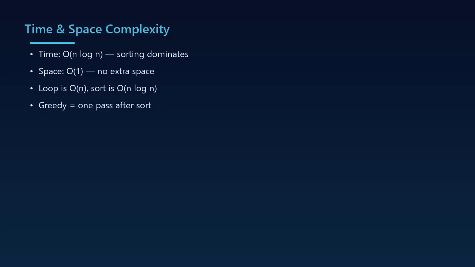Time complexity O of n log n. The sorting step dominates. The loop itself is O of n, a single pass. Space O of 1. We are using constant extra space. Just one previous variable and a counter. No extra arrays. Simple, efficient, and optimal.